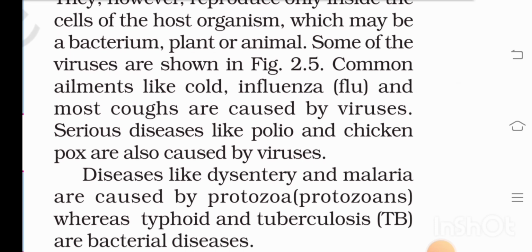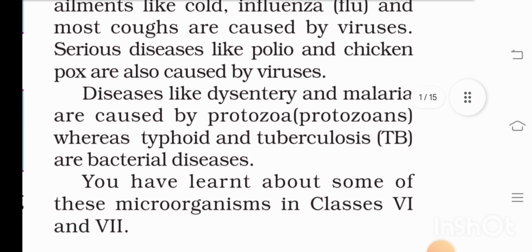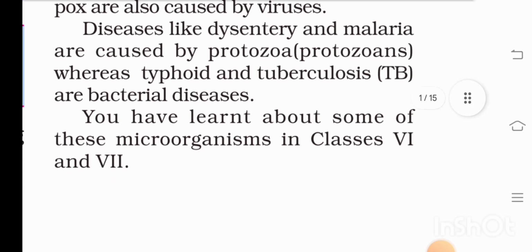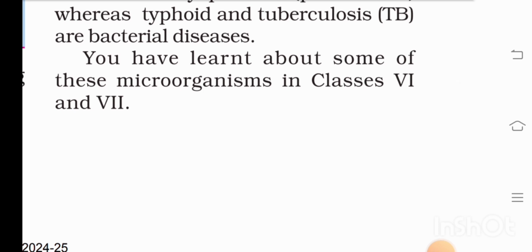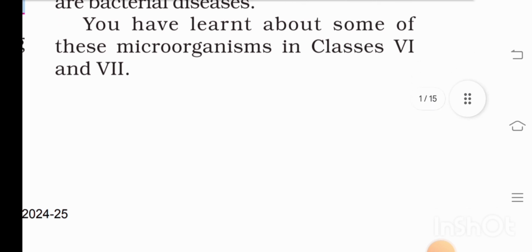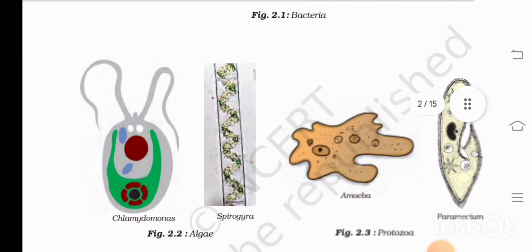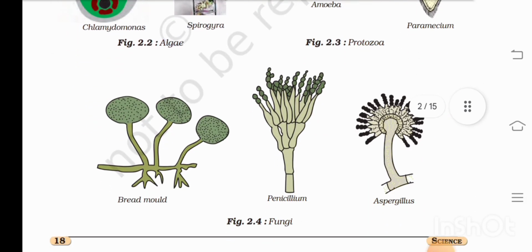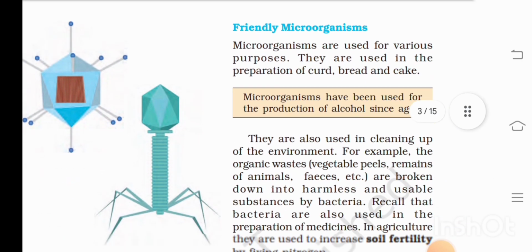Common ailments like cold, influenza, and most coughs are caused by viruses. Serious diseases like polio and chicken pox are also caused by viruses. Diseases like dysentery and malaria are caused by protozoa, whereas typhoid and tuberculosis are bacterial diseases. You have learned about some of these microorganisms in classes 6 and 7. Bacteria. Chlamydomonas, Spirogyra, amoeba, paramecium, protozoa. Bread mold, Penicillium, Aspergillus.